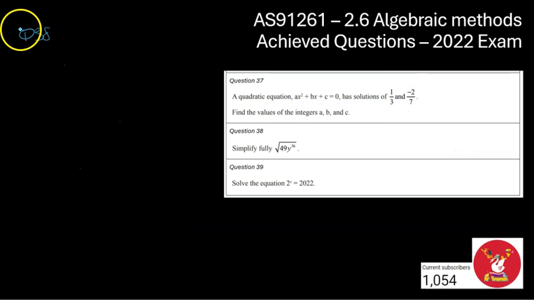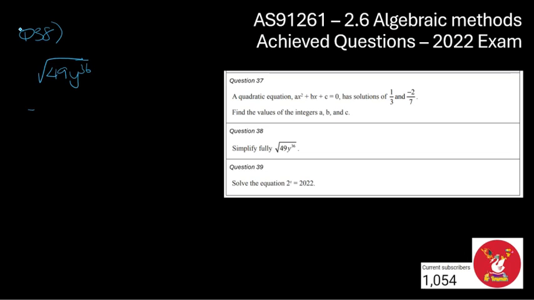I'm now on to question number 38. Simplify fully this particular thing here. Gosh, that's what happens when you're tired and had a big week at school. So we've got the square root of 49y to the power of 36.